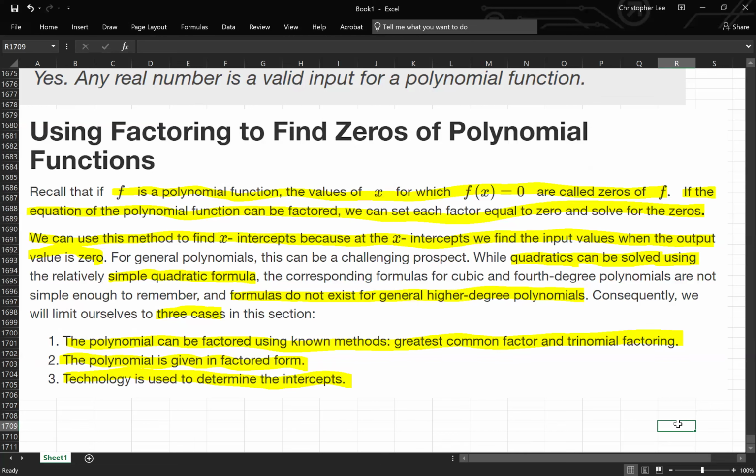Case 1, the polynomial can be factored using known methods, greatest common factor and trinomial factoring, right? On your formula sheet, so don't worry. I know y'all didn't learn that in 28, right? Case 2, the polynomial is given in factored form. This is our holy grail. Hallelujah, if they give it to us like that, right? Case 3, we have to use some technology to determine the intercepts, AKA use a graphing calculator.